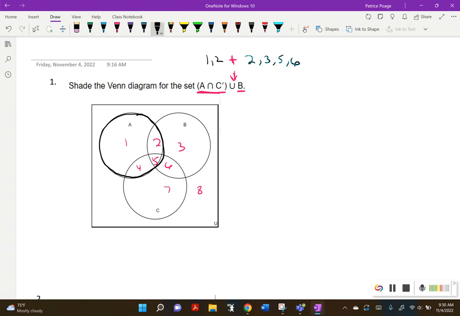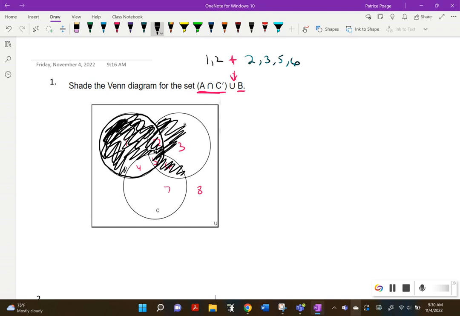And then the plus, the union is friendly. So that means we want to shade number 1 and number 2. Plus, we want to shade 2, which we already did, 3, 5, and 6.